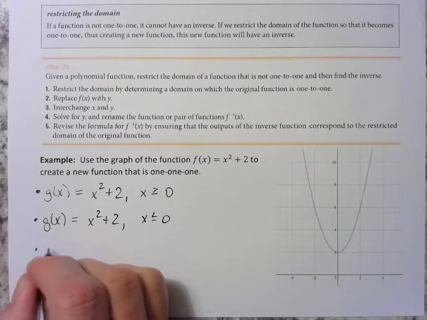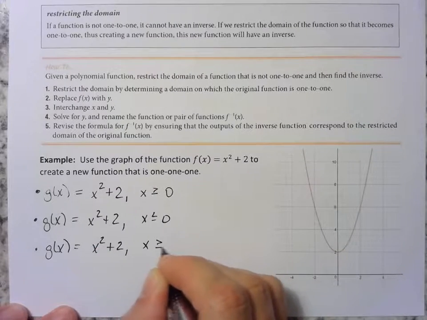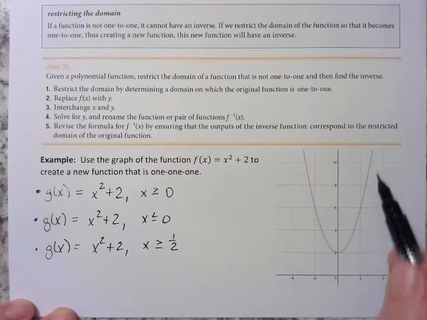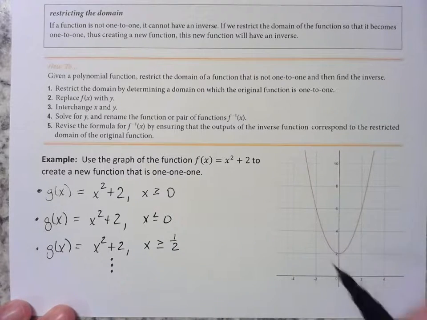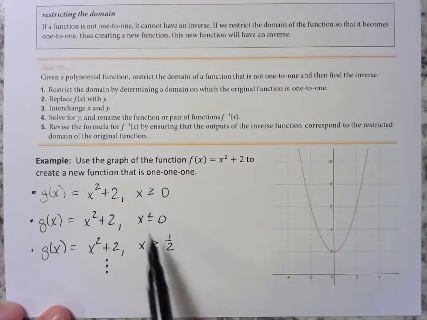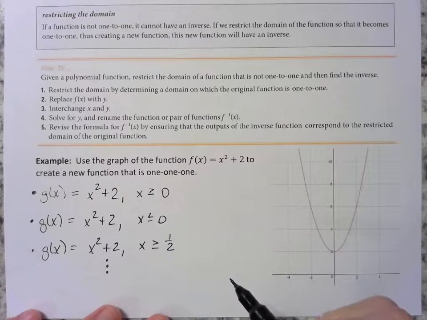Well, what if I said x is greater than or equal to 1/2? 1/2 would be about here. If I only look from here to the right, I'm still looking at only this piece, which is 1 to 1. So you could continue this process. You could pick any value to restrict your domain as long as you note where you restricted your domain. So this list, you could never list them all. It goes on and on forever and ever. Now, most of the time there is a reasonable restriction, and we'll talk about those a little bit later as we go through the lesson.